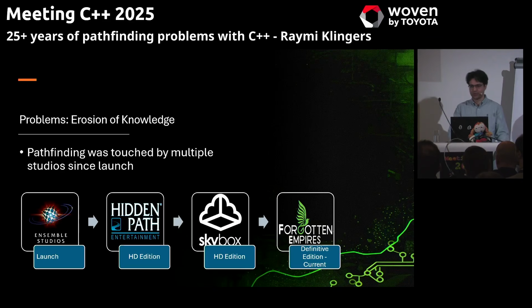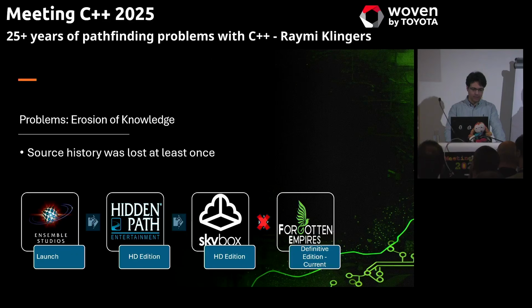Now, of course, development happened for more than 20 years. Multiple teams touched the code base, and the pathfinding was always a bit modified. And on top of this, when we got our code drop, we actually lost the source history. We just never got the source history. And I'm saying at least once, because it might have happened before, but I wasn't around in the other teams, so I don't know. So maybe once, maybe twice, I don't know.